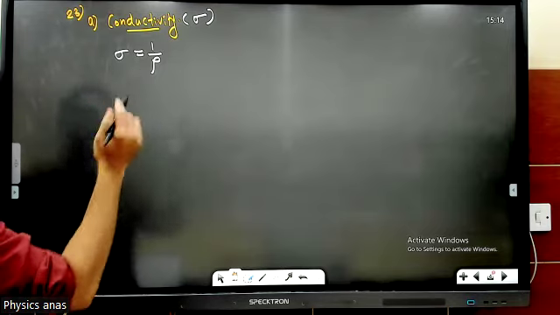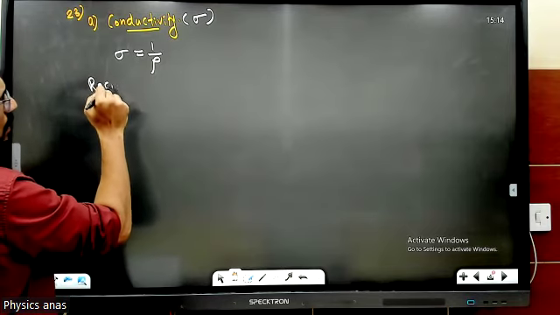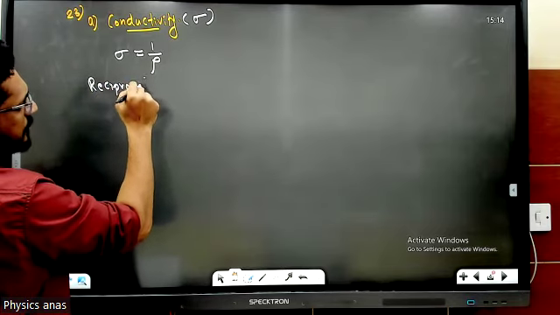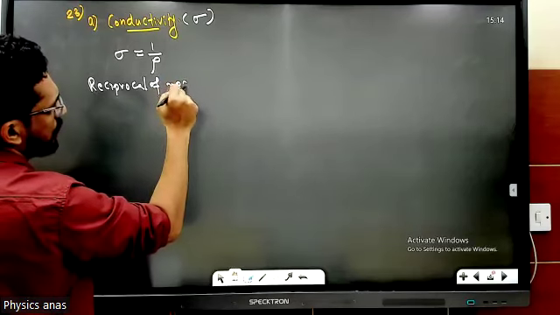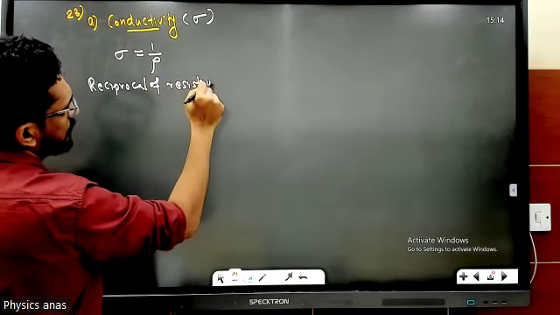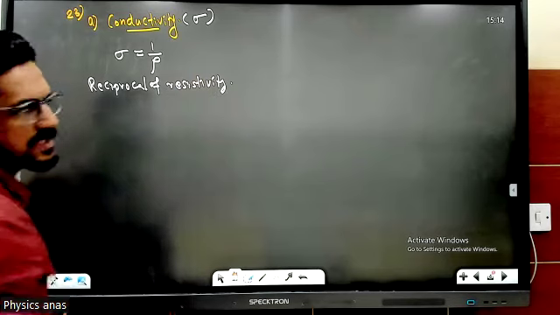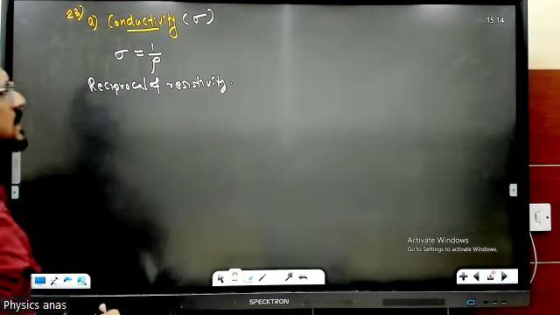Right? Then what is conductivity? It is the reciprocal of resistivity. Rho is resistivity, so the reciprocal of resistivity is conductivity.